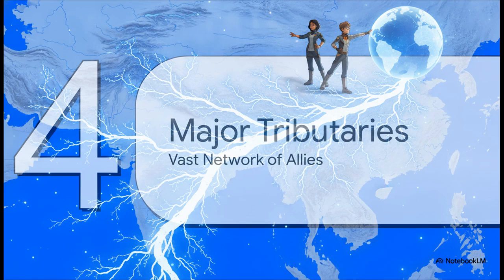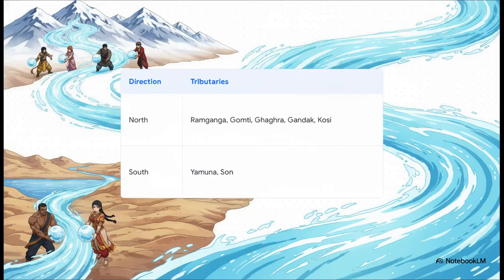So, the crucial point is, we need to look at Section 4, the major tributaries of the Ganga, the vast network of allies. Because here's the thing, the main river doesn't achieve this incredible scale all on its own. Pulling our 3D map way back to view the wider picture, let's categorize these allied rivers by their geographical entry points. Coming down from the north, the Ganga is heavily fed by the Ramganga, the Gumti, Gagra, Gandak, and the Kosi rivers. Meanwhile, coming up from the south, it receives the immense waters of the mighty Yamuna and the Son rivers. The sheer volume of water that these allies bring into the system, well, that's exactly what gives the Ganga its unstoppable momentum.